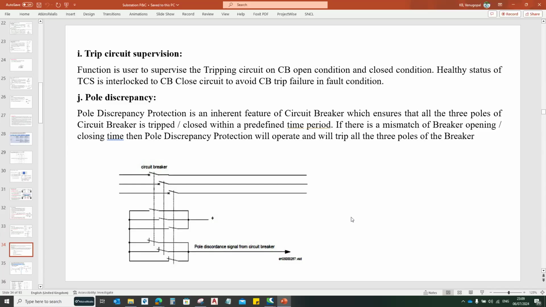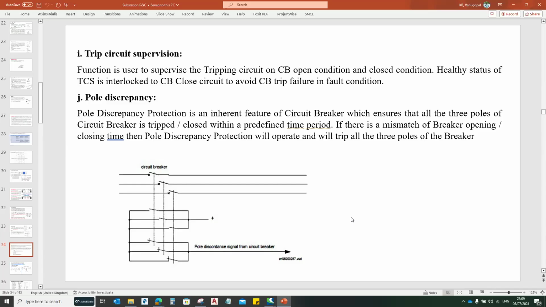Important is that you have to supervise this trip circuit, both pre-close condition as well as post-close supervision. Next one is pole discrepancy. Pole discrepancy is nothing but, in 166 kV and up to 275 kV, some places the circuit breaker will be gang operated. But if you go to these AIS substations where we have 400 kV substations, the circuit breakers are single pole operated.